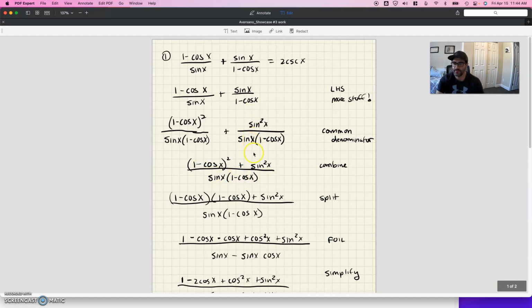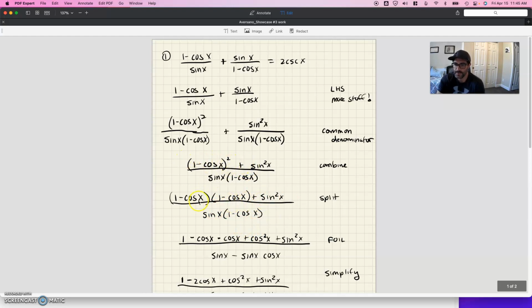The effect of multiplying each side by the common denominator leaves us with a term that's squared on top on both sides. So we have 1 minus cosine of x squared plus sine squared x. So we combine all that over the common denominator. From here, you can kind of go a bunch of different ways.